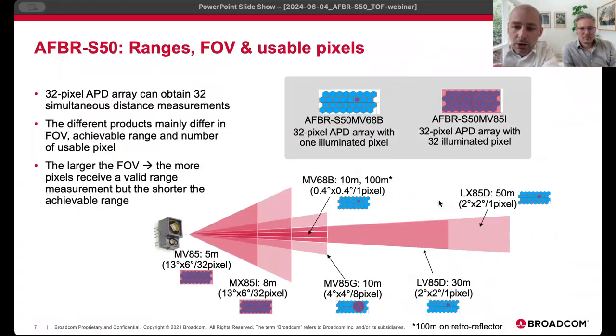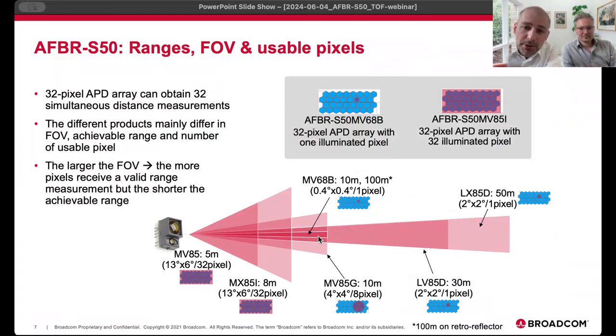We then have our long-range variants with an opening angle of 2 degrees times 2 degrees. Also here we just illuminate 1 pixel, so you get 1 distance reading. This goes up to 50 meters and beyond. And we also have our large field of view variants, which are mostly used in robotics applications. They can make use of the whole 32 APD pixel array, meaning you get 32 independent distance readings. The field of view here is 13 degrees times 6 degrees. We're also offering an extended range version, which goes up to 8 meters.